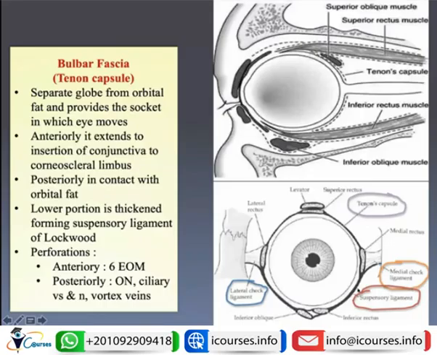Here is the Tenon capsule, and it has perforations. It will have perforations for the six extraocular muscles anteriorly, and posteriorly it will have perforations for the optic nerve, ciliary vessels and nerves, and the vortex veins. You can see that there are some thickenings of the orbital fascia, or the bulbar fascia, or the Tenon capsule, that are located at the extraocular muscles. These fascial thickenings at the extraocular muscles are called the check ligaments. So we have the lateral check ligament, the medial check ligament, and superior and inferior.